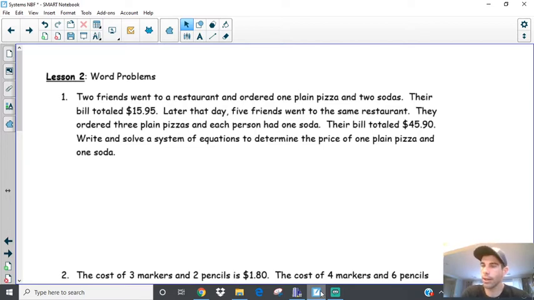Any background noise, I got 3 kids sitting here doing some coloring, some artwork, so just ignore those guys right there. Alright, so here we go.